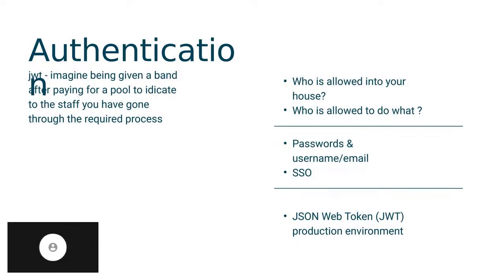Now, if you have that wristband, you can even leave the premises, go anywhere, come back. As soon as they see it, they know we've already authorized you to use our pool. We've already gone through the process of making sure you are okay and allowed to use our pool. So whenever you come back, they just check the band. If it's there, it's smooth, right? So that's how the JWT happens.